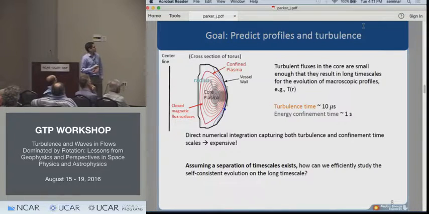So if you're going to do direct numerical integration of turbulence up to the long time scales, that would be very, very computationally expensive. So the question is, assuming you have the separation of time scales, how can we efficiently study self-consistent evolution and get an accurate prediction of the profiles?